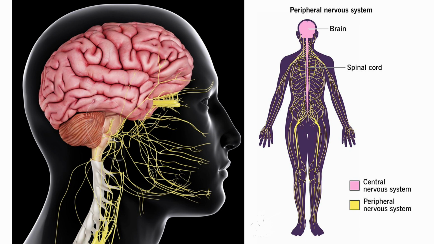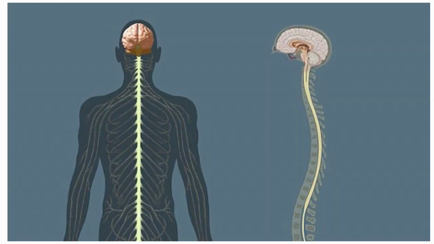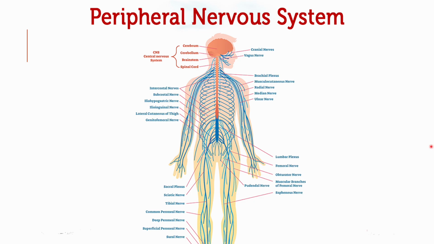The human nervous system contains two parts, the central nervous system and the peripheral nervous system. The central nervous system includes the brain and the spinal cord. And the peripheral nervous system consists of sensory neurons, clusters of neurons called ganglia, and nerves connecting them to each other and to the central nervous system.